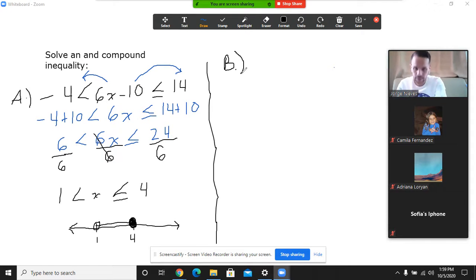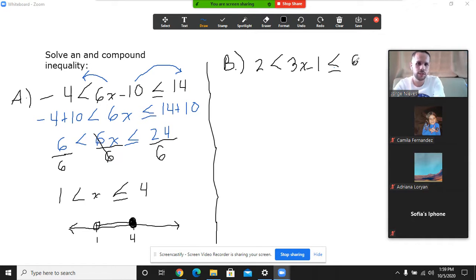Okay, I got the following. This is 2 less than 3x, 2 less than 3x minus 1 less than or equal to 6.